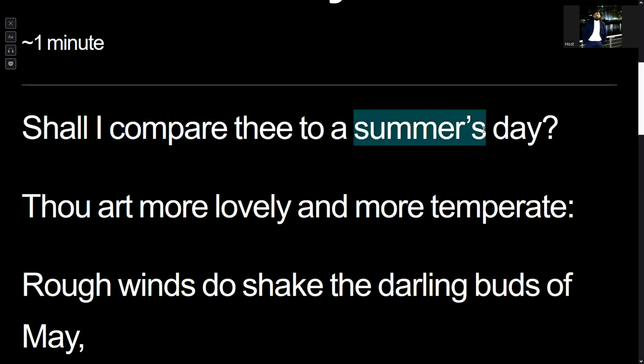Now, why summer and not spring or not autumn or not winter? Because summer is the season of, you could say, summer is the season of life. Summer is the season of brightness. It's when everything has its greatest amount of light, color, in a sense, beauty.